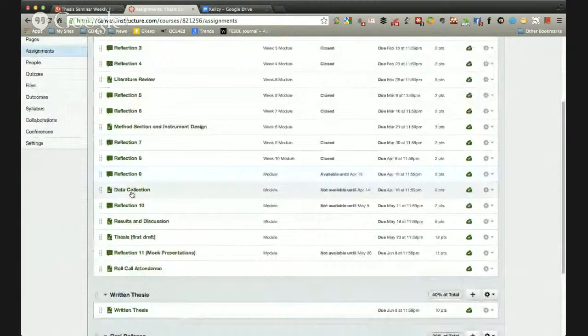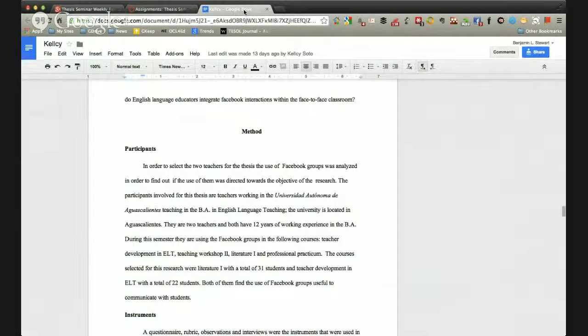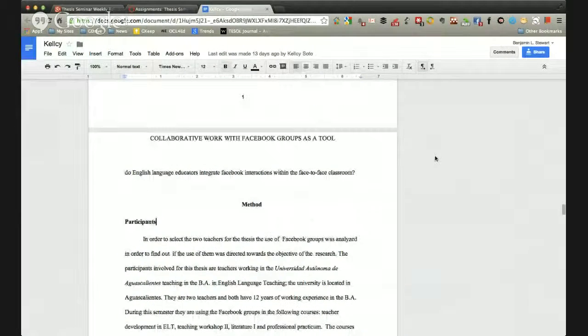So here we're at the data collection process. We're at this point where we need to be finishing collecting all of our data. And so there's some things that I'd like for us to remember and consider here.